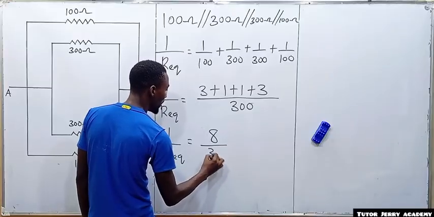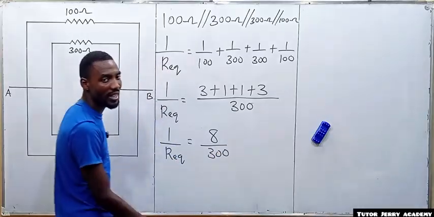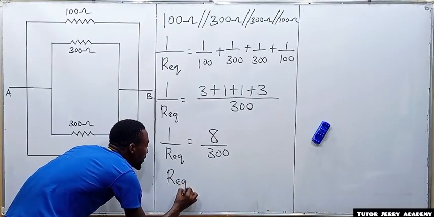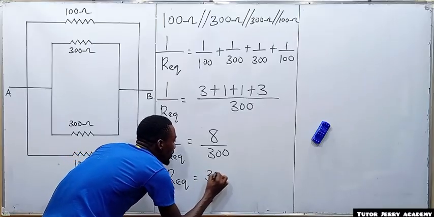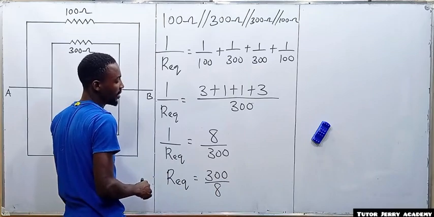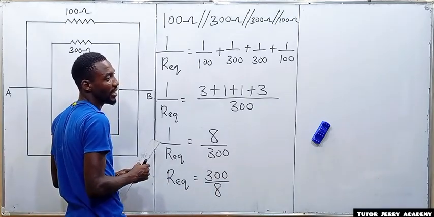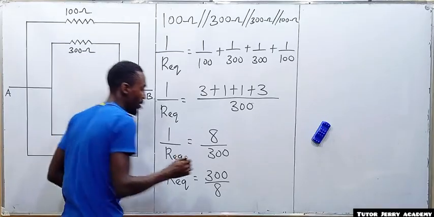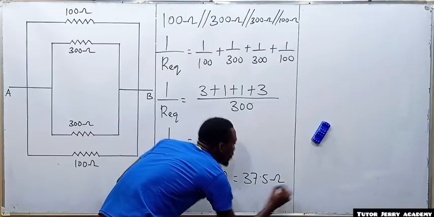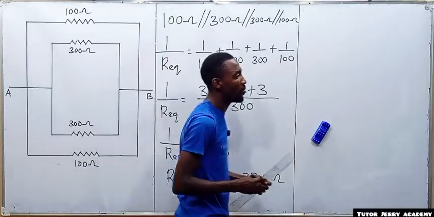over 300. If you take the inverse of both sides, we are going to have R equivalent equal to 300 divided by 8. And 300 divided by 8 is nothing but 37.5. So our answer is going to be 37.5 ohms. So here is the solution to the above question.